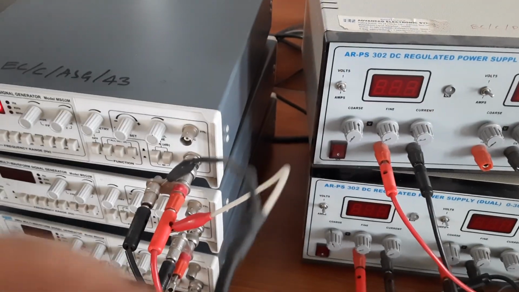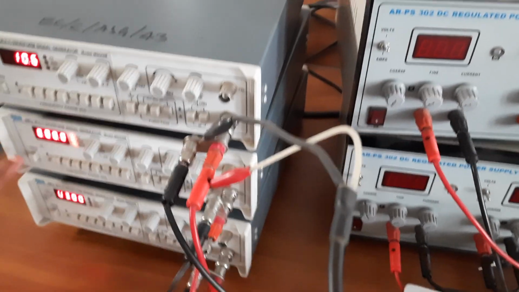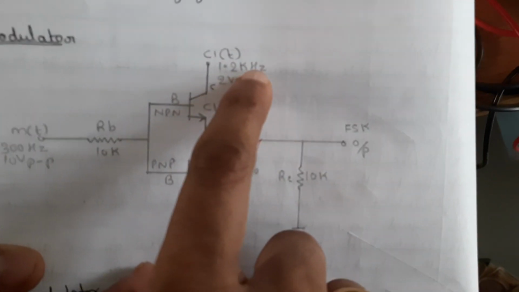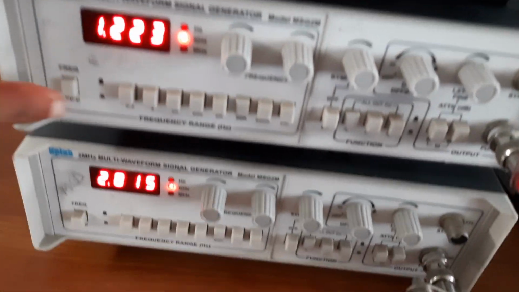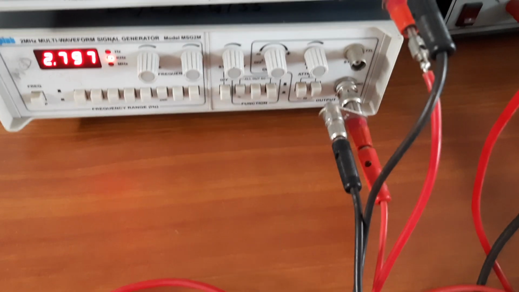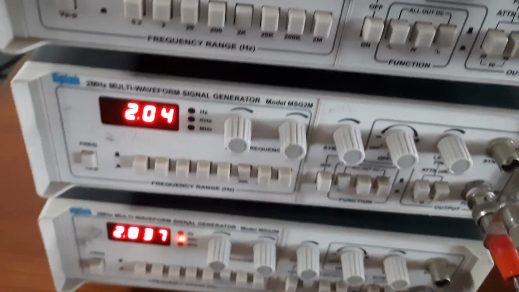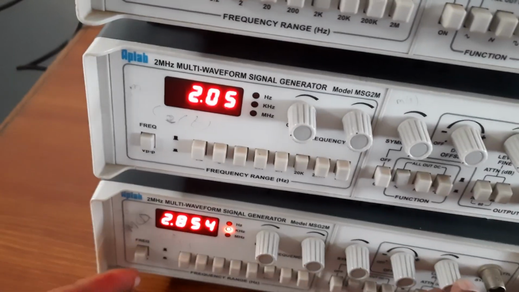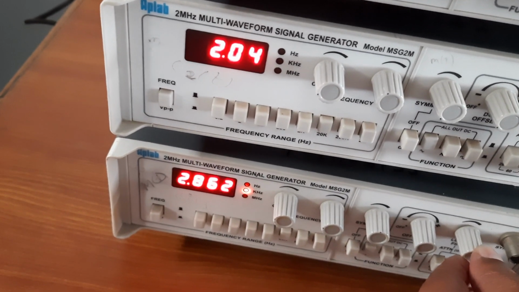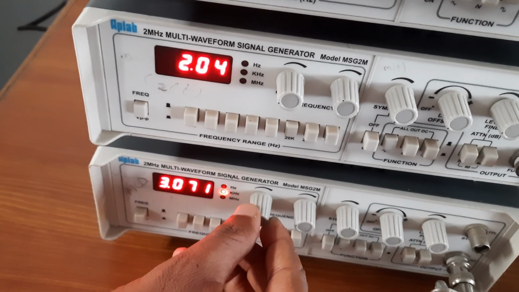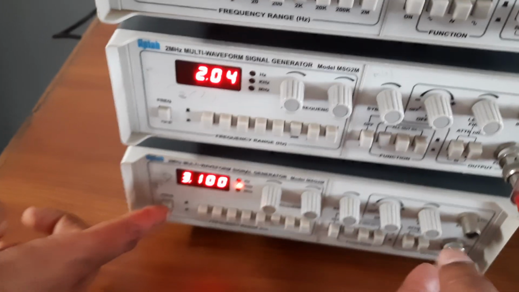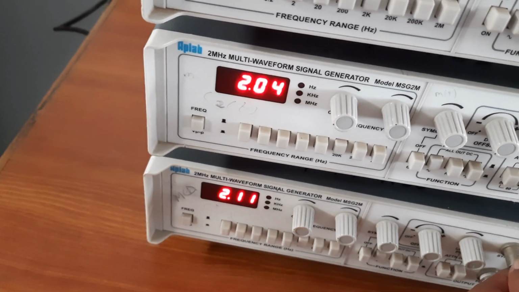Then we have to set two different carrier frequencies, C1(t) and C2(t). C1(t) has a frequency of 1.2 kilohertz and an amplitude of 2 volts. Similarly, C2(t) has a frequency of 3 kilohertz and an amplitude of 2 volts.